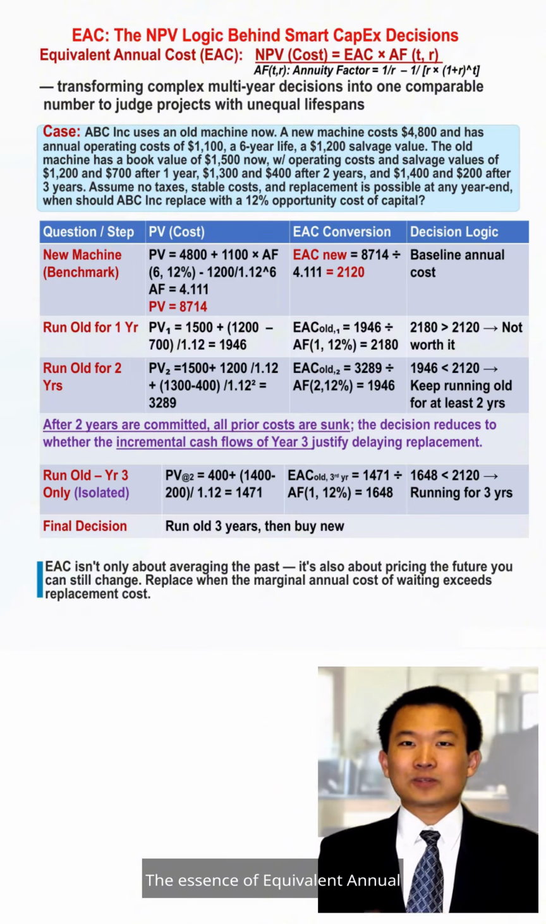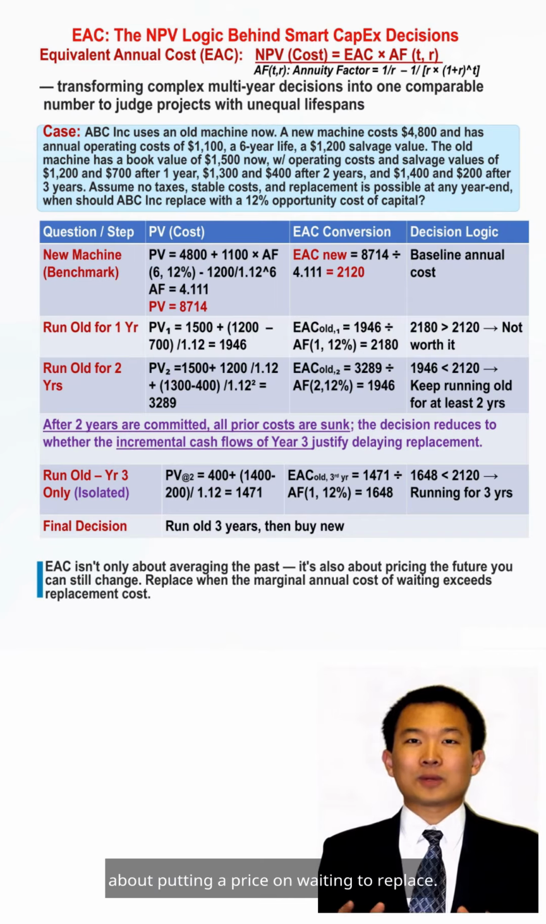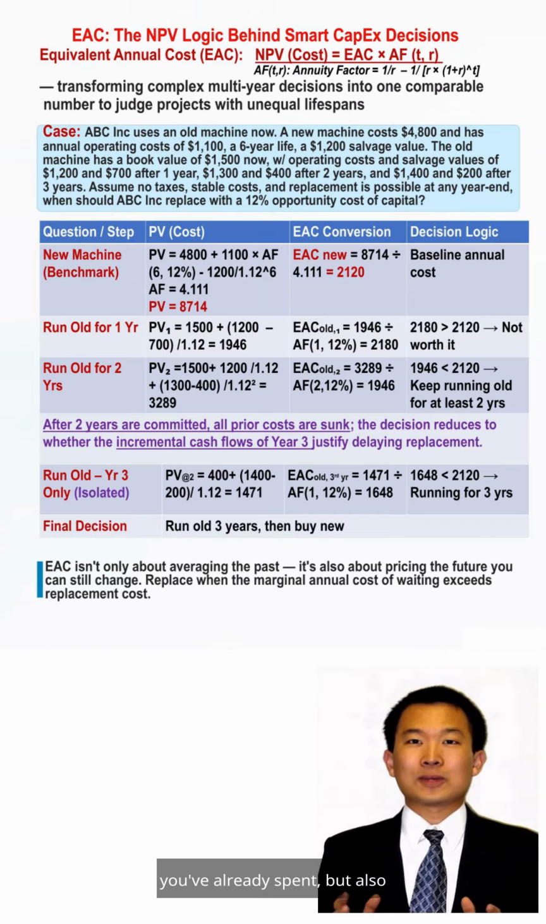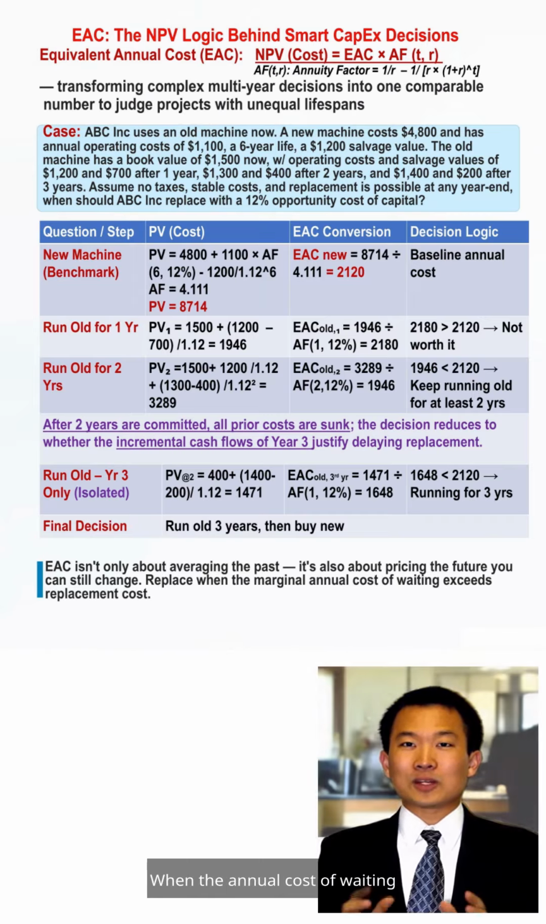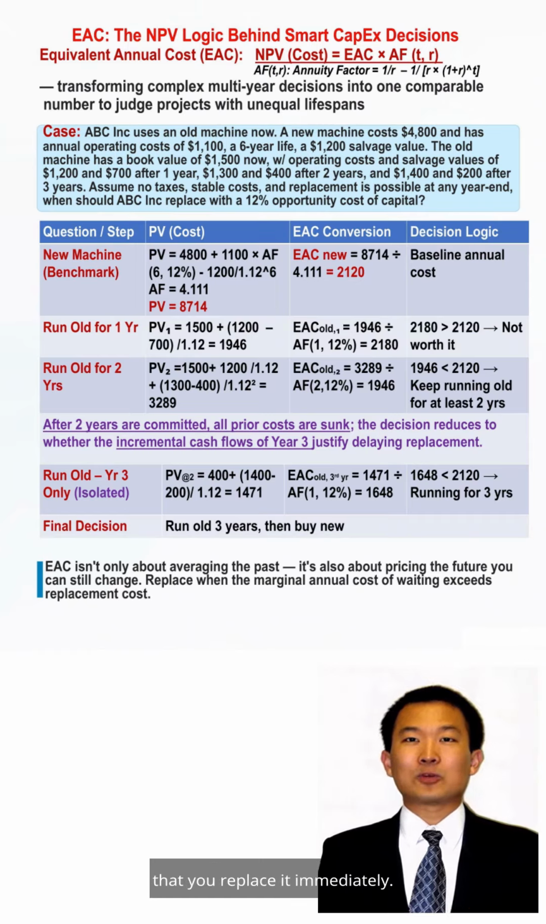The essence of equivalent annual cost, EAC, is not just about calculating annual costs, but also about putting a price on waiting to replace. It doesn't just care about how much you've already spent, but also whether it's still worth waiting another year. When the annual cost of waiting another year exceeds the EAC of the new machine, rationality demands that you replace it immediately.